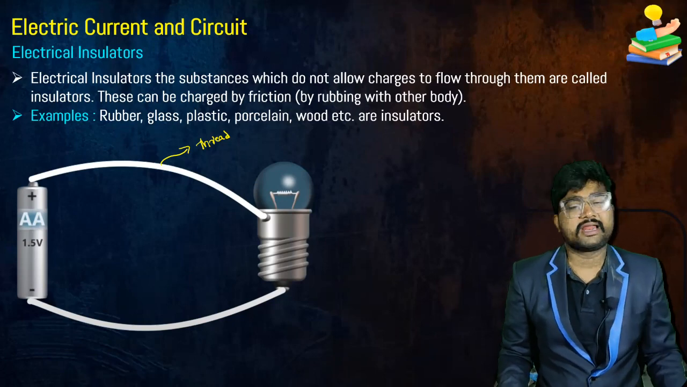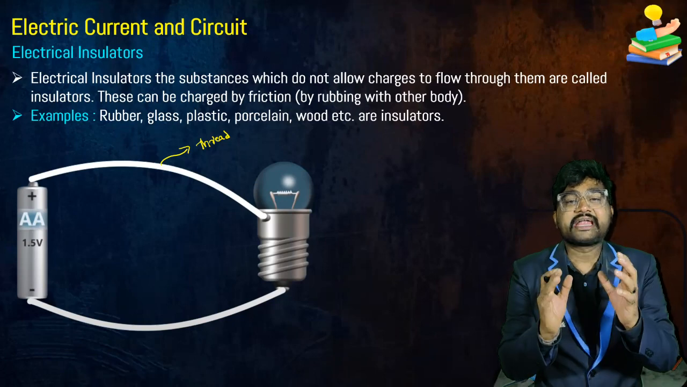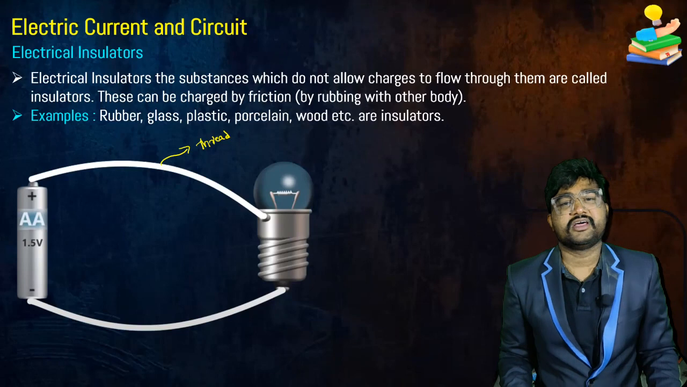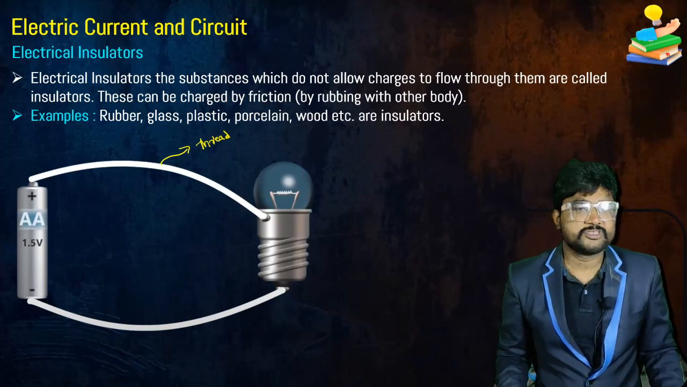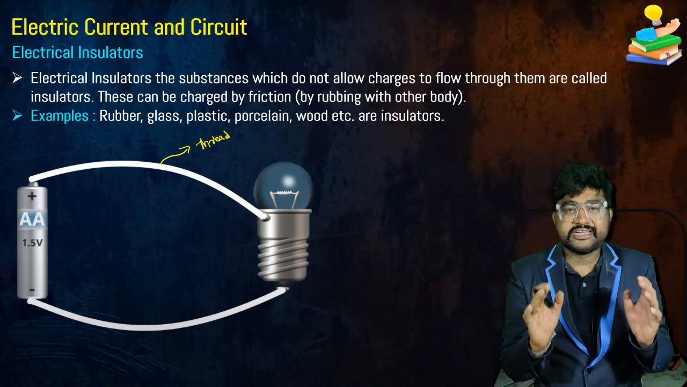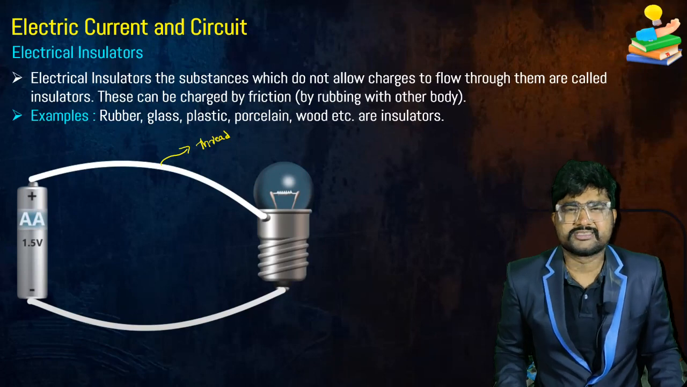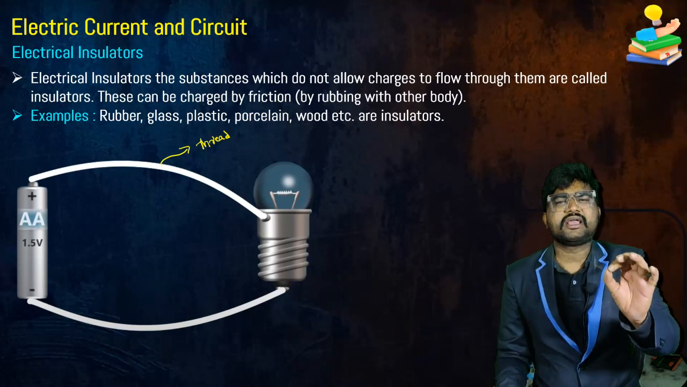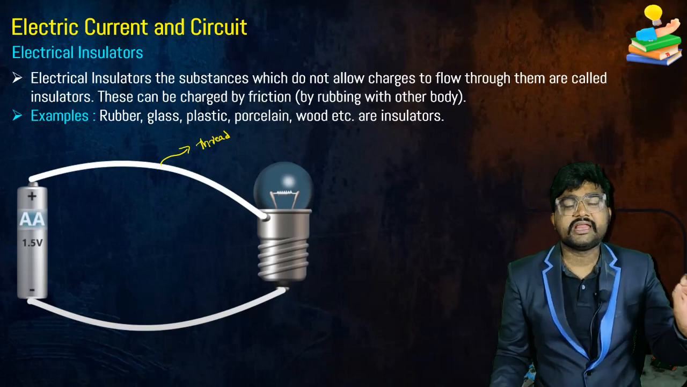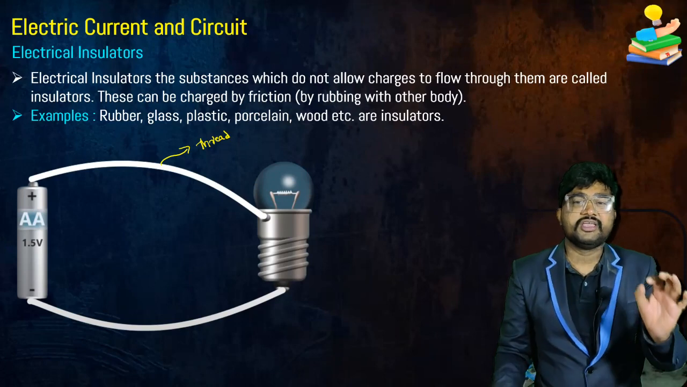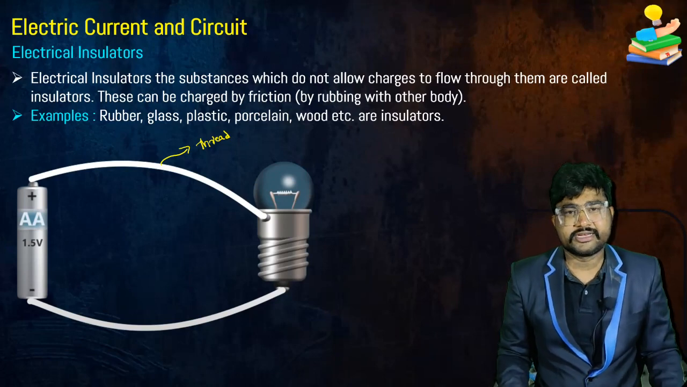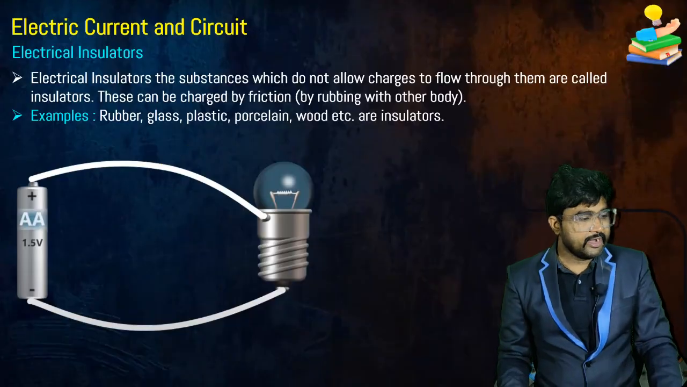Understood now? Here rubber, glass, plastic, these materials act as electrical insulators. These do not allow the charges to flow. These are the examples of electrical insulators. Hope you understood the difference between electrical conductors and electrical insulators. The simple difference is that electrical conductors can allow the electric charges to flow. Electrical insulators can't allow the electric charges to flow. That is the basic difference between electrical conductors and electrical insulators.